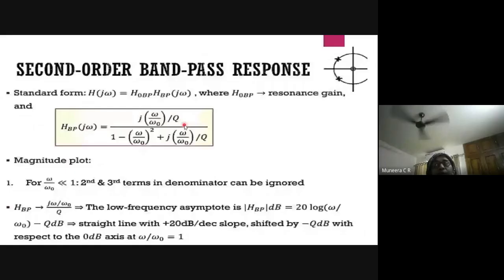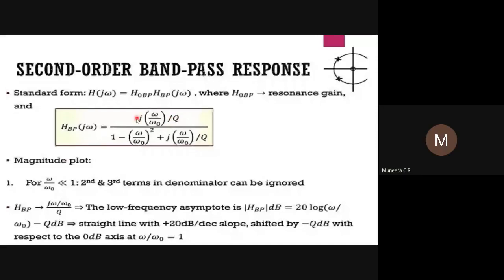Next is the band pass response. Here the numerator polynomial is a first order polynomial. The coefficient is H naught of BP. The gain of the amplifier also comes in the numerator.